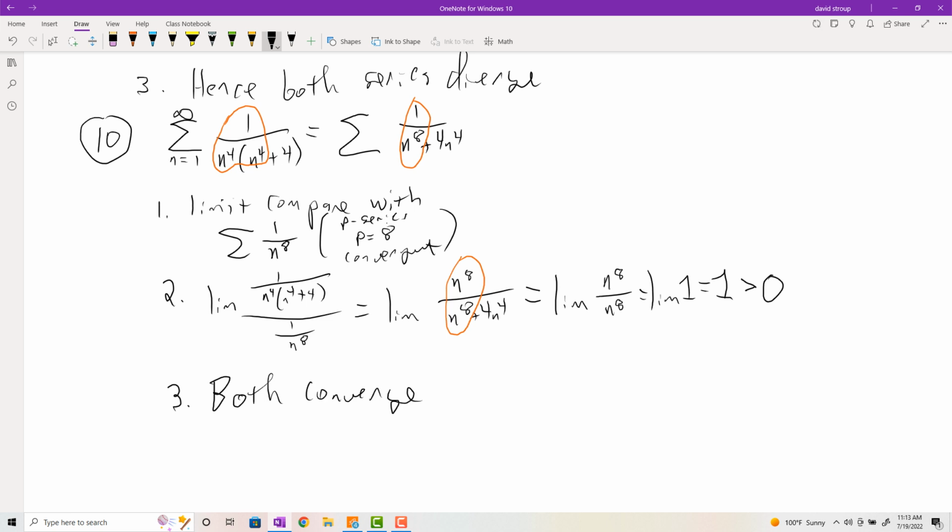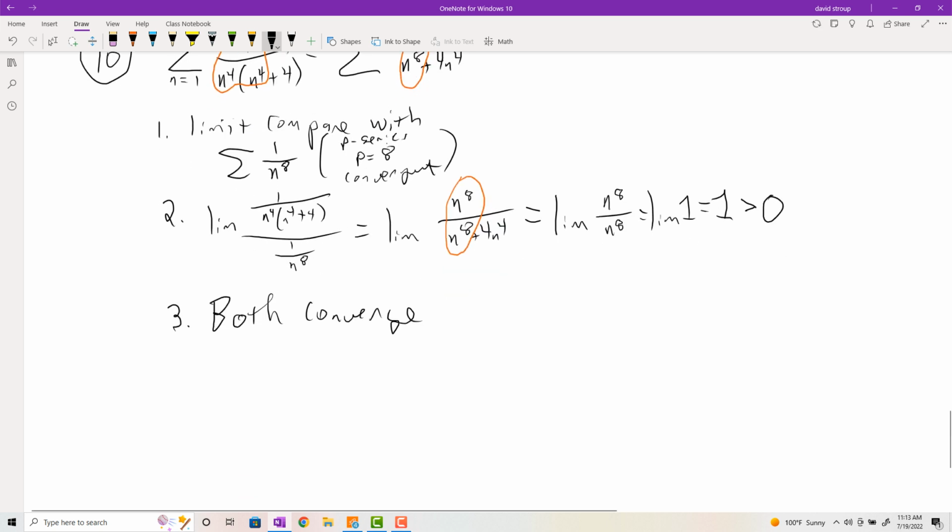So people always think, well, if I get a limit out, that means they both converge. But no, it's dependent on the series you're comparing it with. Okay, whatever that behavior is determines the behavior of both series. So, presuming that the limit is finite and greater than 0.